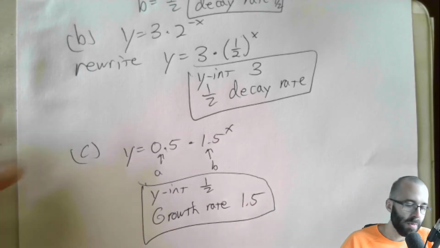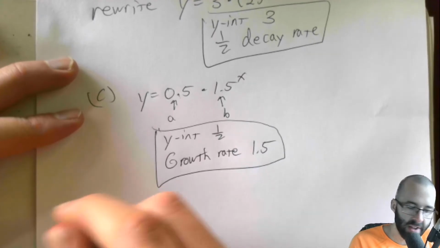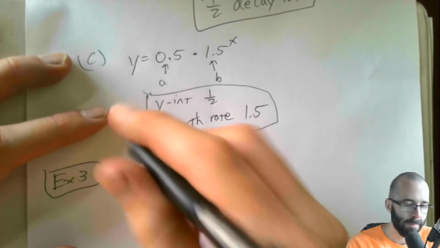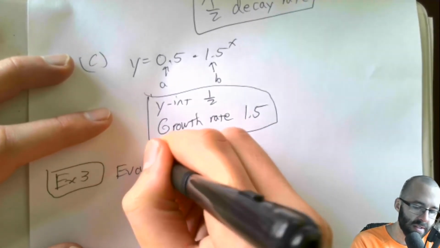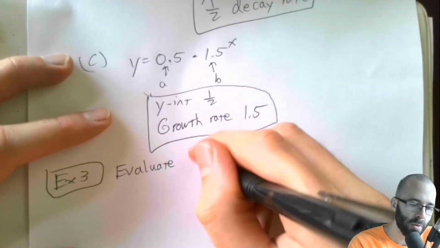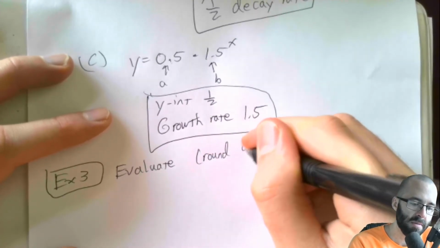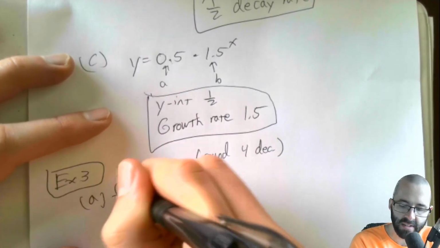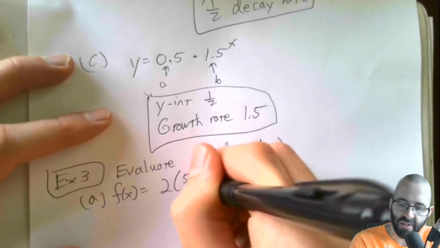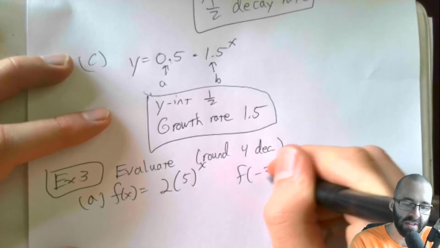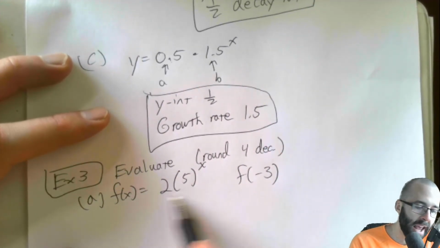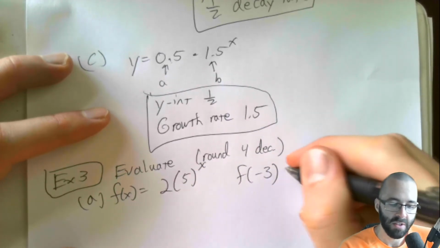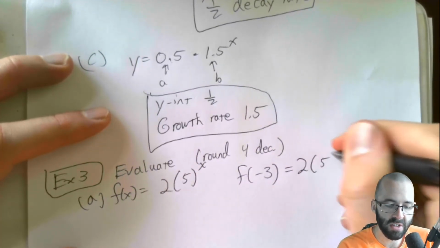So the last thing that we're going to do in this video, and then I will send you off to complete a homework assignment, or at least part of one, is evaluate. Round to 4 decimal places if needed. f of x is equal to 2 times 5 to the x, and I want you to find f of -3. We cannot combine these because one has an exponent and the other one does not.